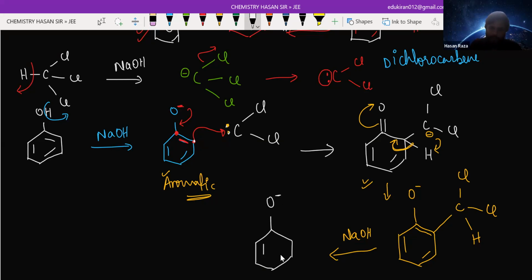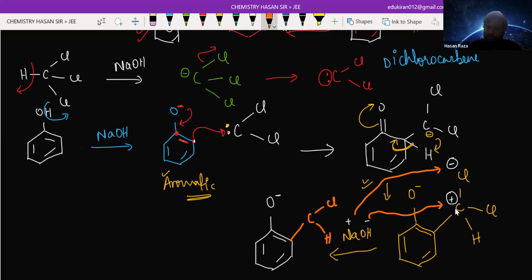And here double bond, double bond, double bond. You know that this is positive, this is negative. So I can take this negative and this positive. You can easily see that this negative will be attacking on carbon and this positive will be attacking on this. So what will be the product now for these two? One chlorine will go with NaCl as a byproduct, and one chlorine will be left with hydrogen, and this OH is attacking on carbon. So this will be like this OH.